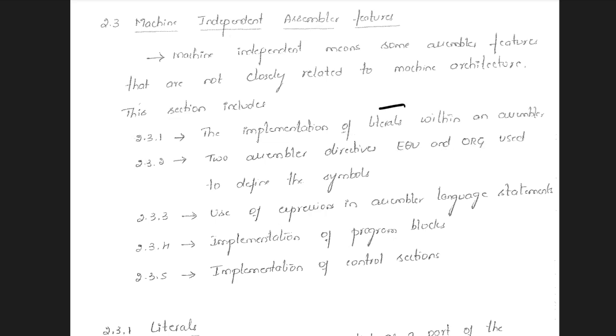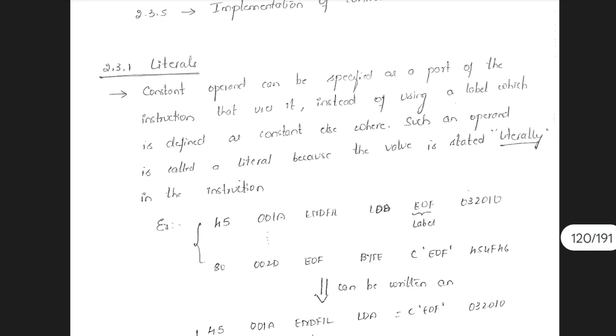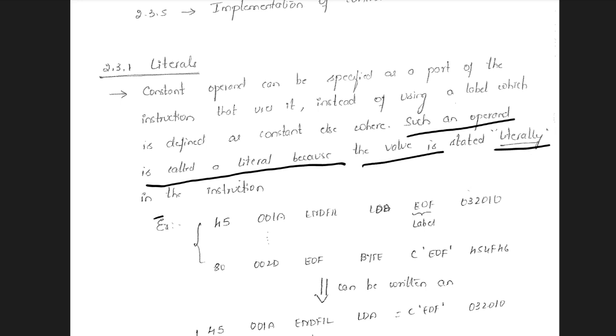So what do you understand by the term literal? Literal means you will be just literally assigning the value like an equal sign. So what you have to write is this only, like the definition of literal, what it means: literally assigning the value. Okay, because they have written the definition like that only. Such an operation is called literal because the value is stated literally in the instruction. Okay, so this is the definition of it.